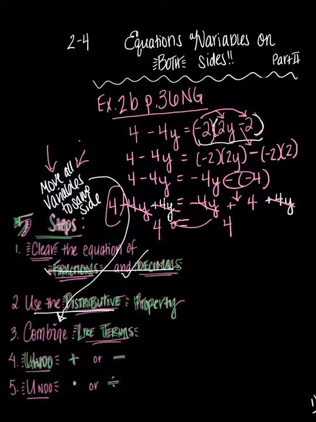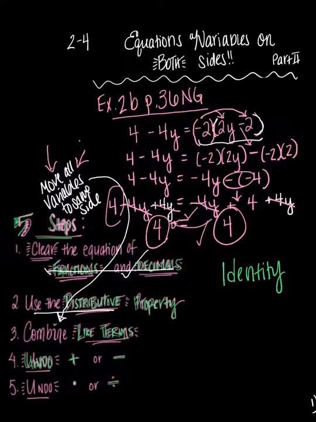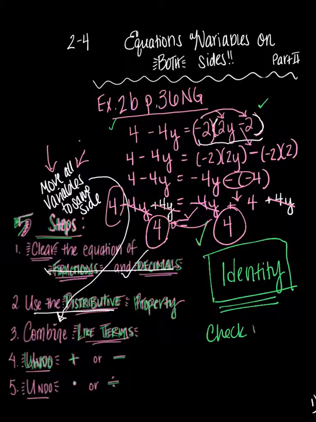Is it true that 4 equals 4? Yes, in any case, 4 always equals 4. So what this tells me is if I have the same number on both sides of my equation, then my equation is an identity, because this proves true. There is a solution that I can plug any number in for y, and both sides of this equation are going to end up matching. This is an identity.